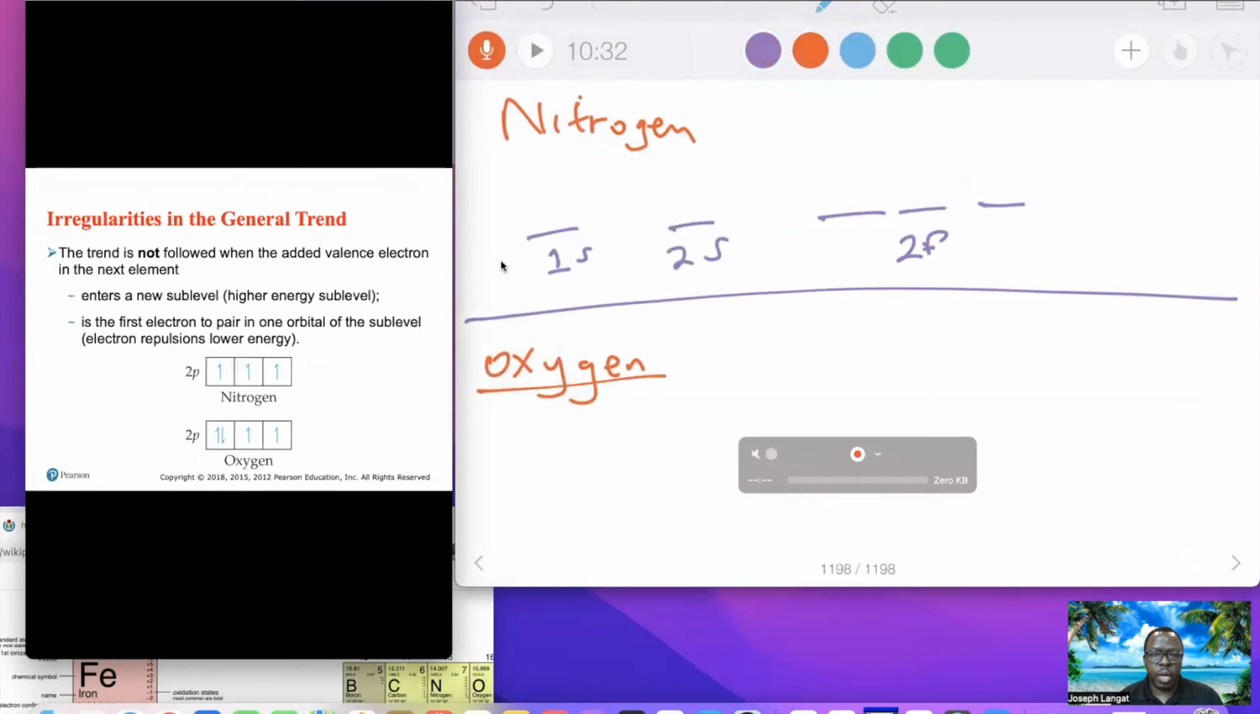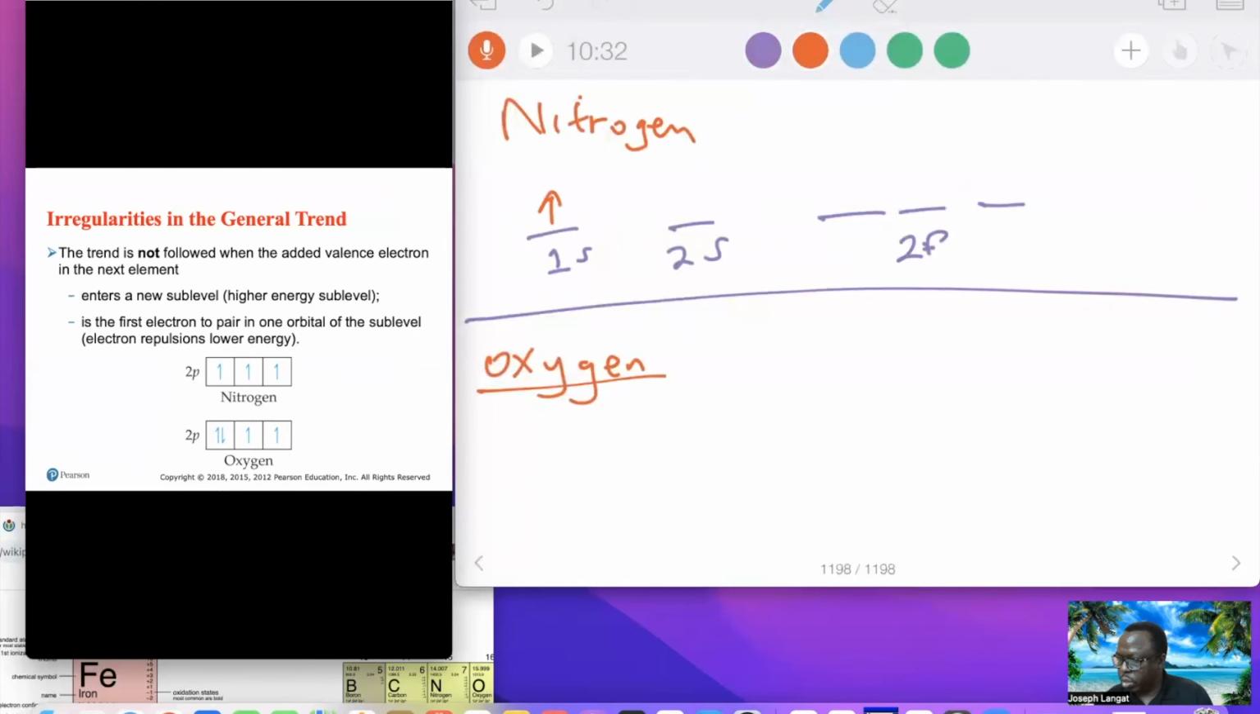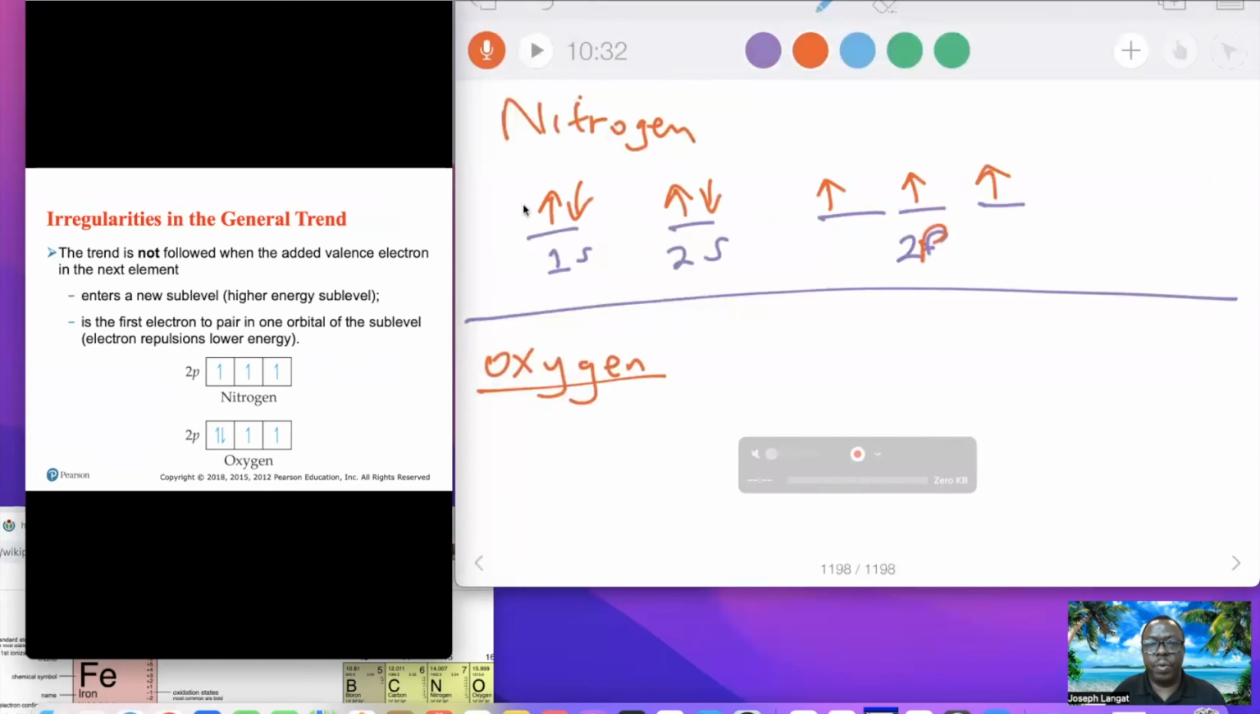Oxygen, let's start with nitrogen. Nitrogen is number 7, so we would say 1, 2, 3, 4, 5, 6, 7. Remember Hund's rule: when degenerate orbitals are occupied by electrons, they are singly occupied first before you start pairing them up. So here for nitrogen, it's just the outermost sub-level being shown on the PowerPoint slide.